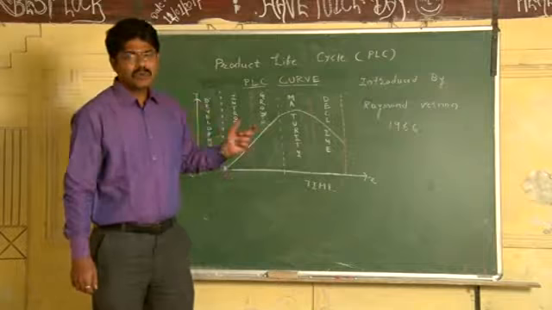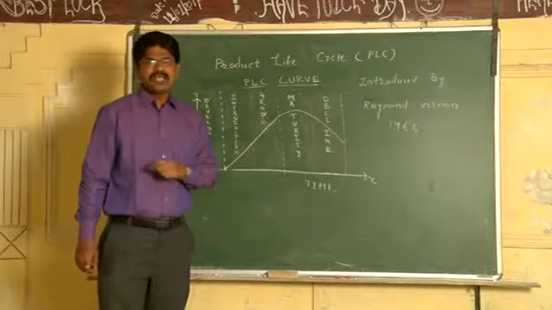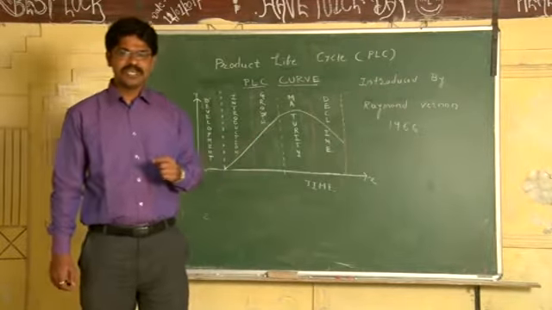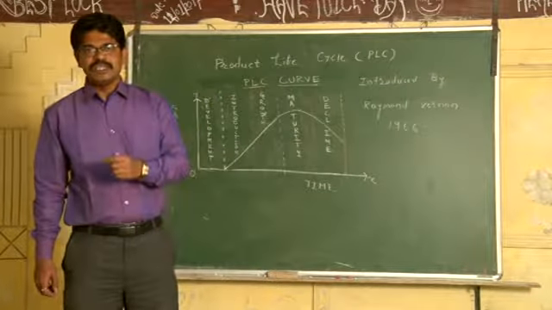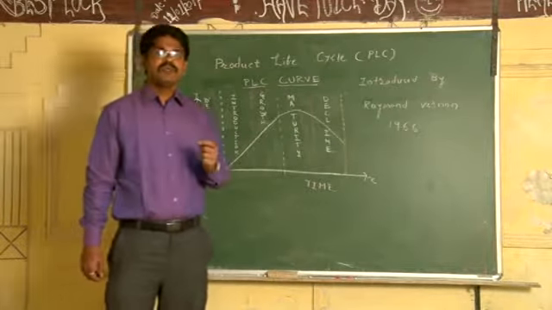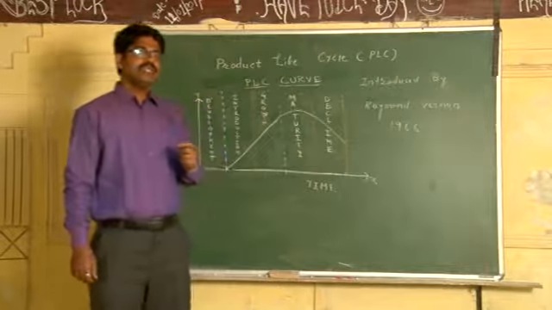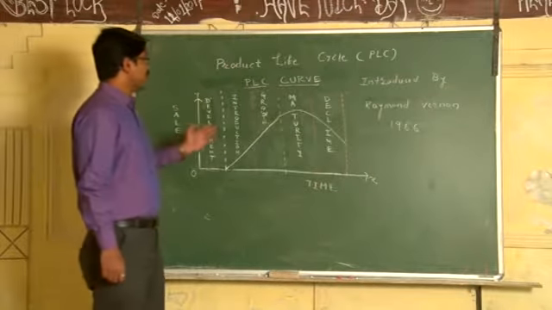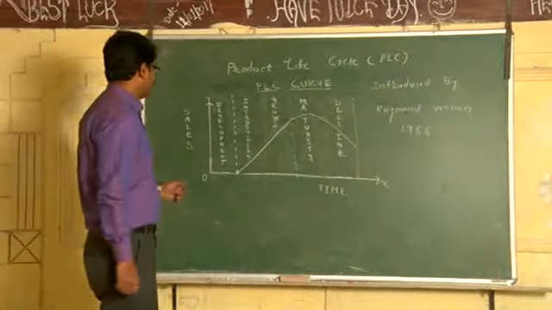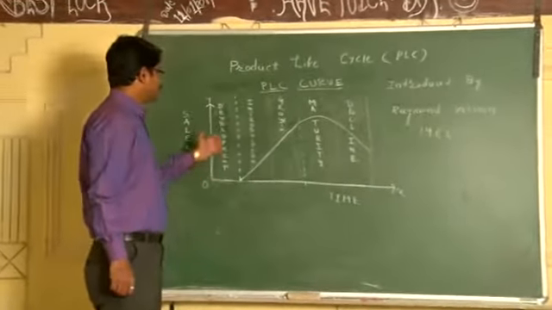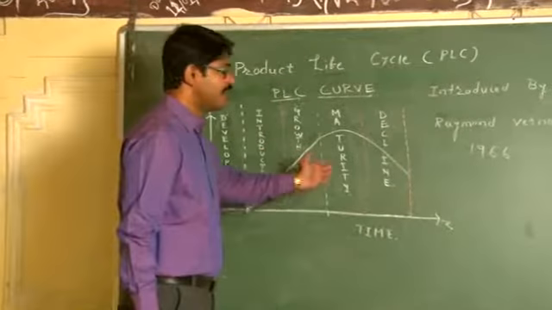We can compare this model with human life cycle, as we are having some stages in human life cycle like infancy, then childhood, then teenage, then adulthood, and afterwards the old age. In the same way, in product life cycle, product is having some stages through which it passes, and those stages are development, introduction, growth, maturity, and decline.